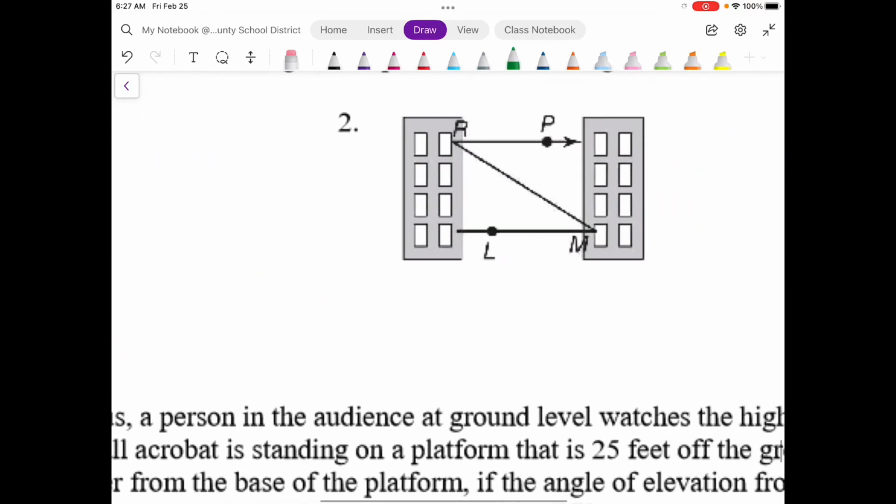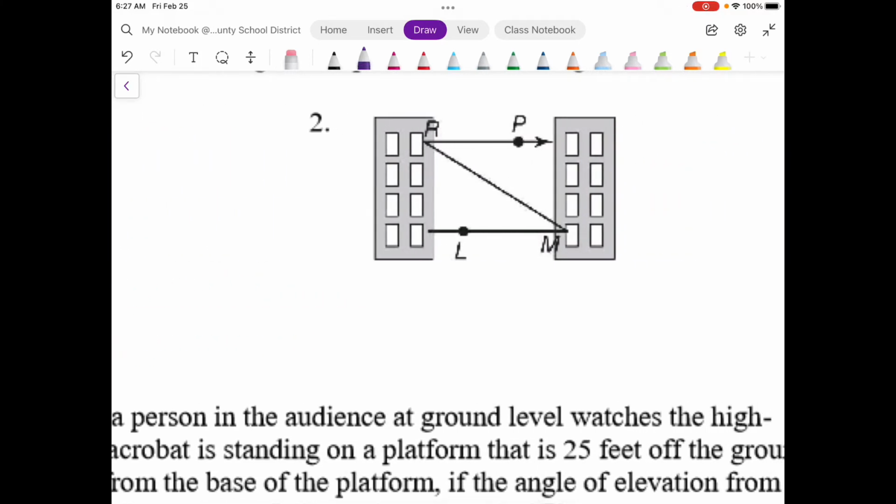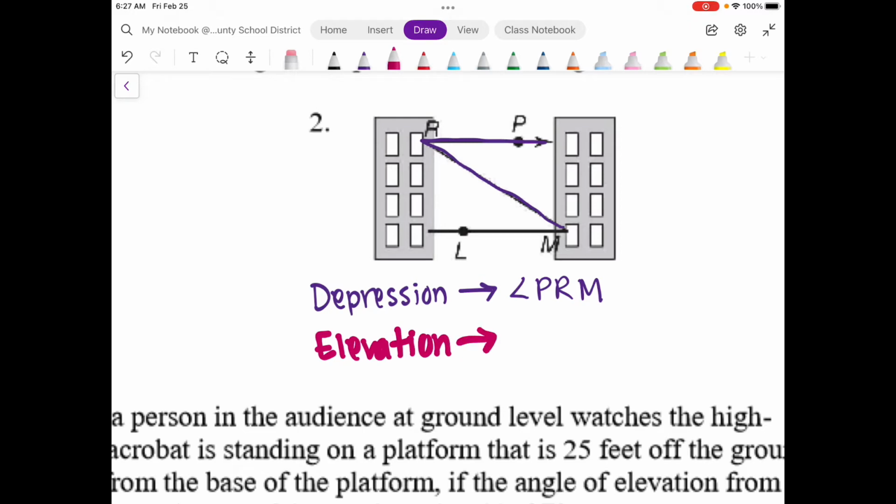So again, take a moment and see if you can figure out number 2. Feel free to pause the video now. Hopefully you got angle of depression. Again, starting from the top. So we have P going towards R, down towards M. So angle P, R, M. And then the angle of elevation, starting from the bottom, then we have the letter L, goes towards M and up to R. L, M, R. Okay. Perfect.